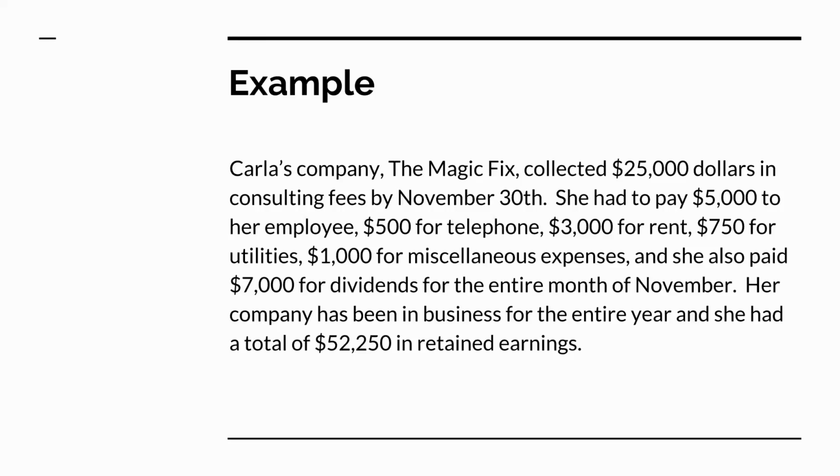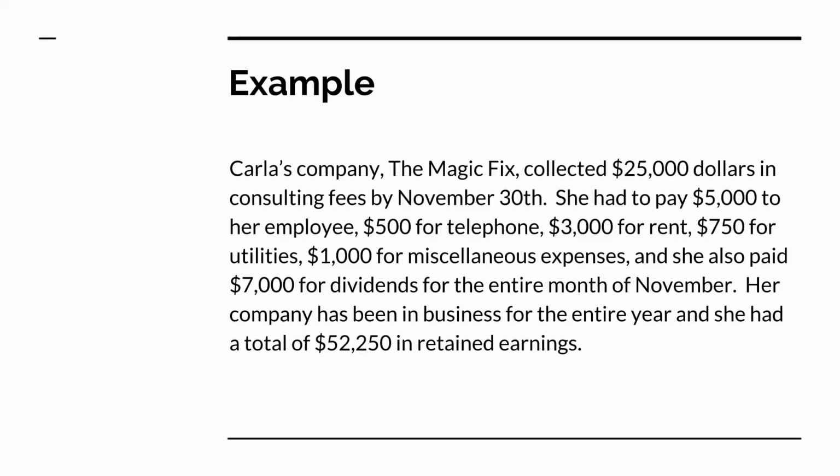Okay? So if we look here, she had $25,000 in consulting fees that she collected. So it looks to me that that's her only revenue, that $25,000. Next, she had to pay $5,000 for employees, $500 for telephones, $3,000 for rent, $750 for utilities, $1,000 for miscellaneous expenses. Now, if you have forgotten, remember that dividends are not expenses. They're counted separately from expenses.